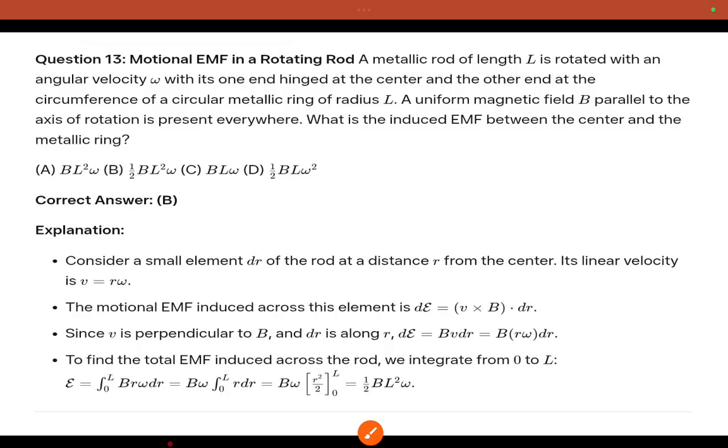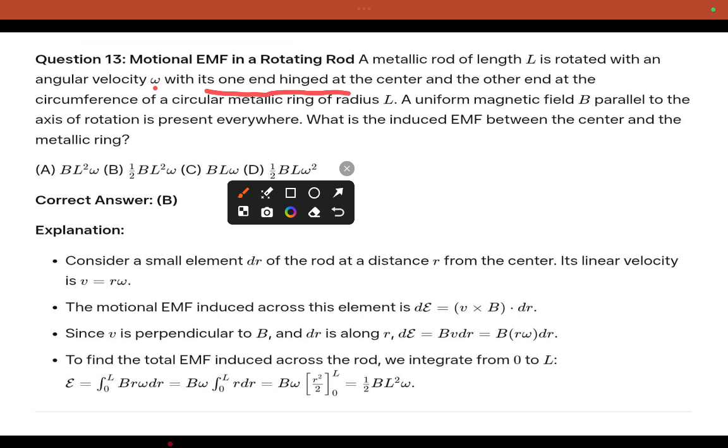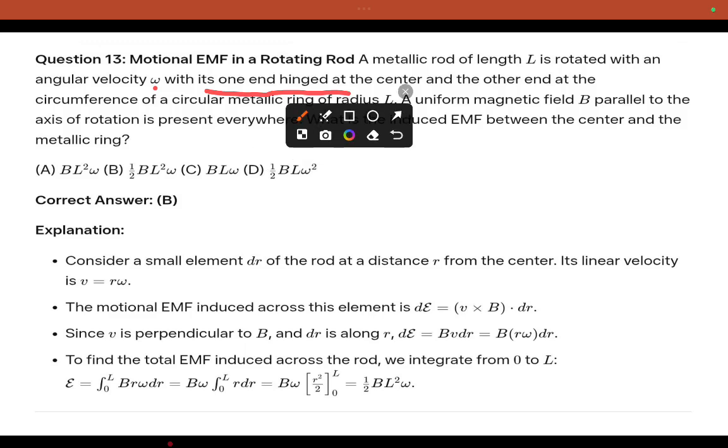The 13th one, motional EMF in a rotating rod. A metallic rod of length L is rotated with an angular velocity omega, with one end hinged at the center and the other end at the circumference of a circular metallic ring of radius L. A uniform magnetic field B parallel to the axis of rotation is present everywhere. What is the induced EMF between the center and the metallic ring? Your answer is 1 by 2 B L square omega.